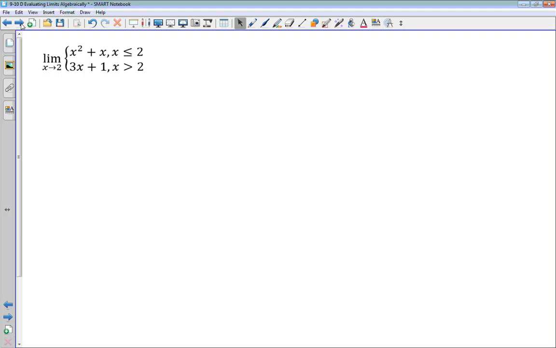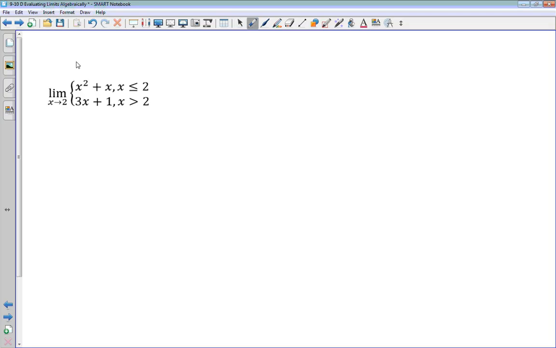Last example. So here we've got an unusual function. This is what is called a piecewise defined function. We have defined this function with two parts to it. Piecewise. Our entire function has the form x squared plus x when x is less than or equal to 2, and when x is greater than 2, our function looks like 3x plus 1. We want to find the limit as x tends to 2 of this function.